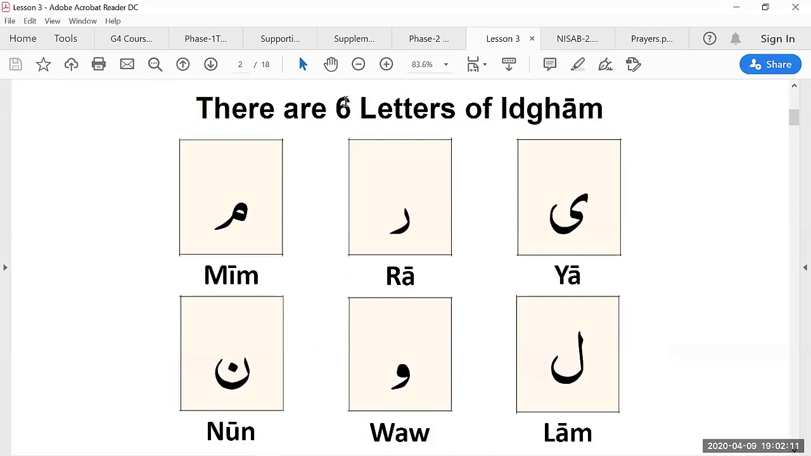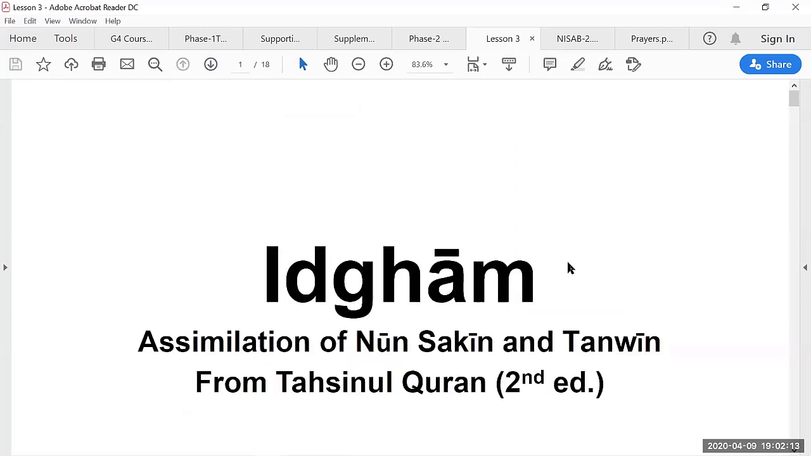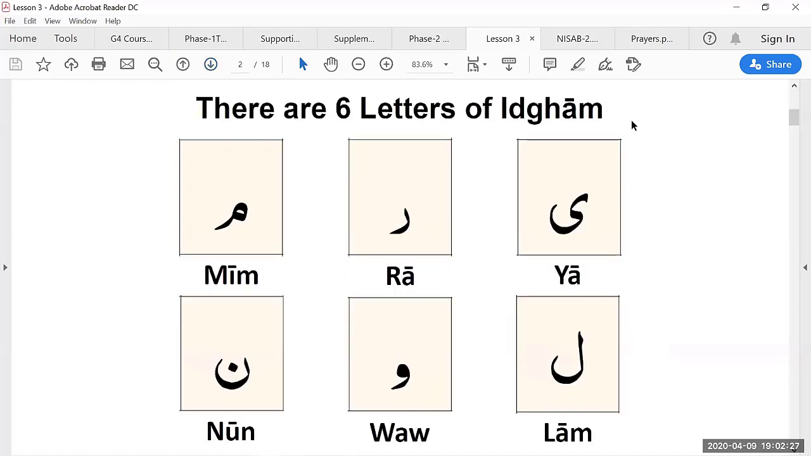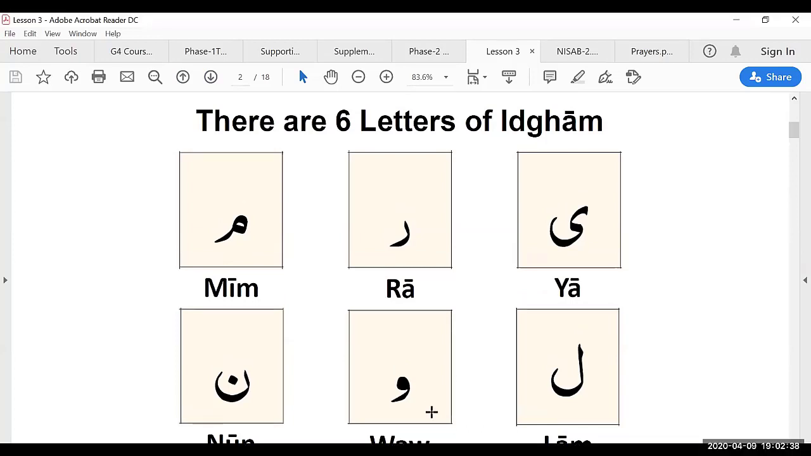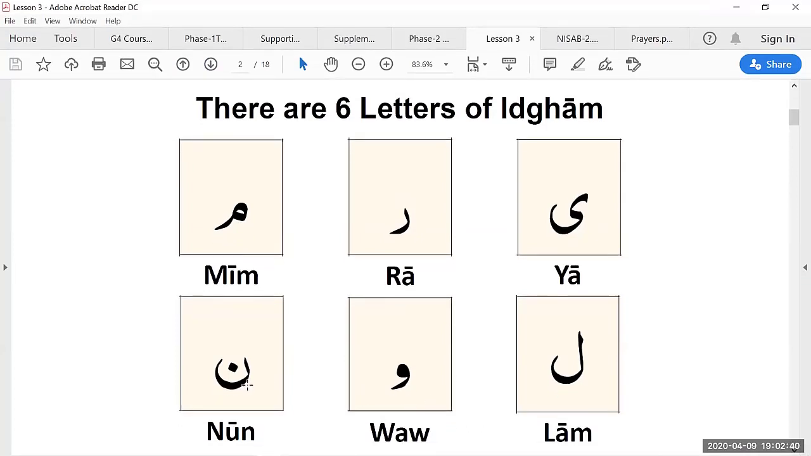Okay, so let me go back. First we are going to look at idgham of noon sakin and tanween. There are 6 letters of idgham for noon sakin and tanween, which are ya, ra, mim, lam, waw, and noon.